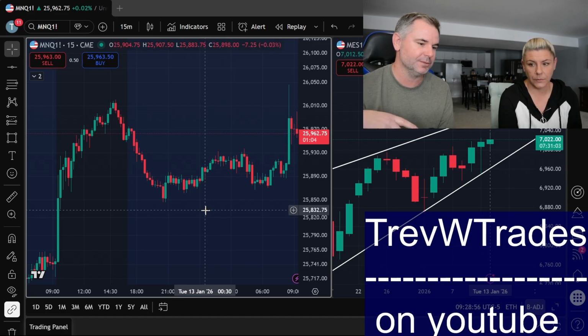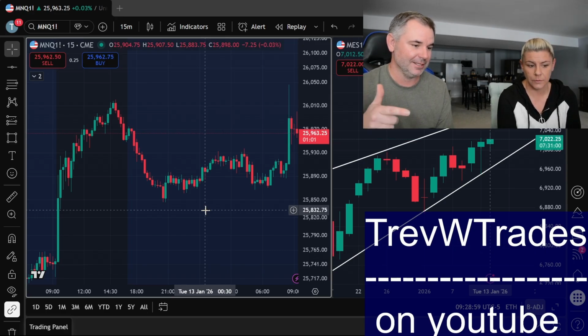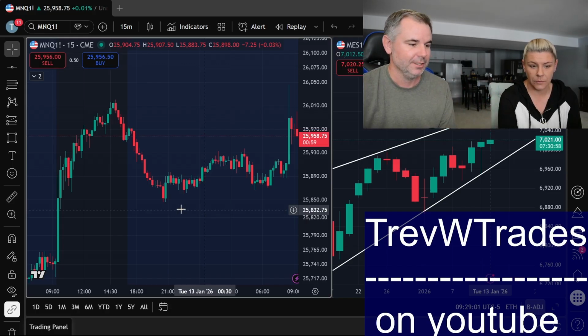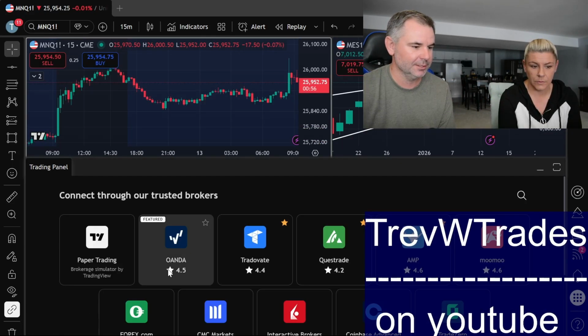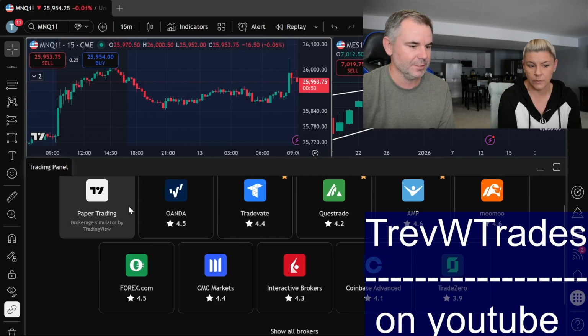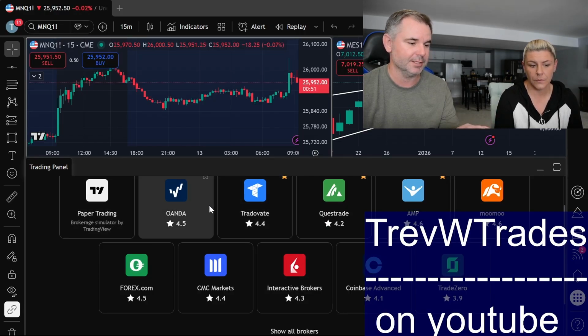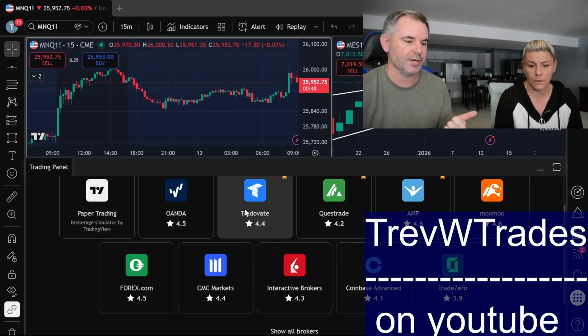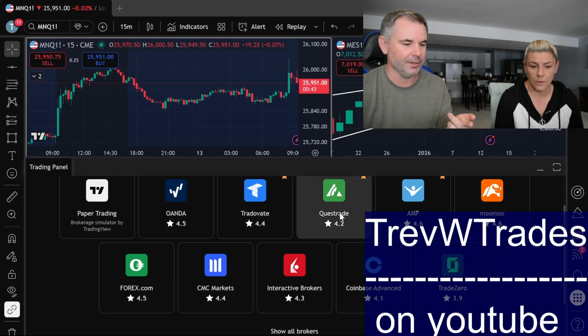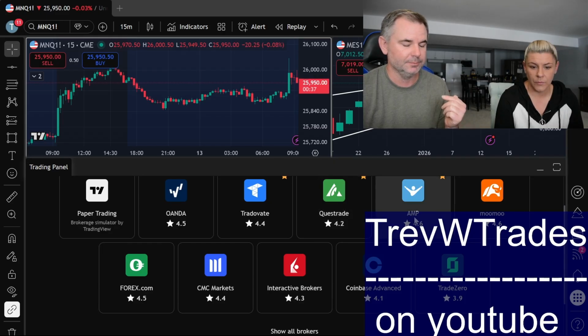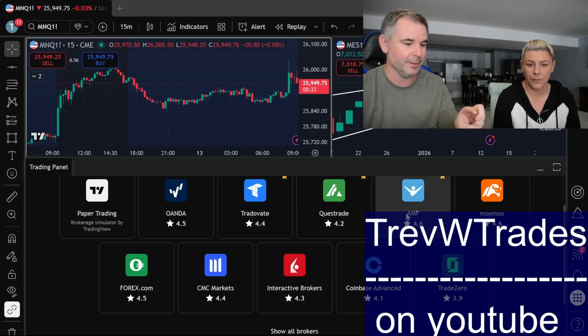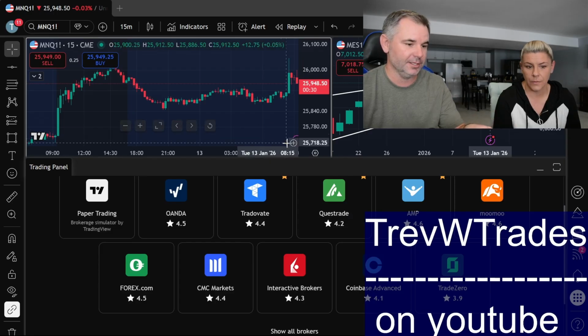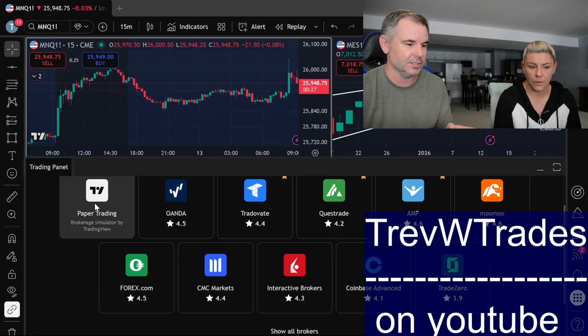And then when it comes to actually getting your money into the platform, you just come down to the trading panel, and then these are all of the brokers. So these are the banks. If you're trading a prop firm, it's most likely going to be through Tradovate. If you have a Questrade or AMP, which I also have, you can click the AMP and it will link your bank account onto this.